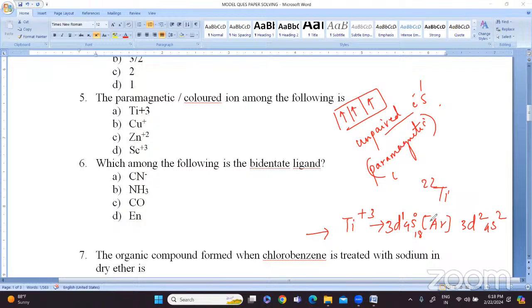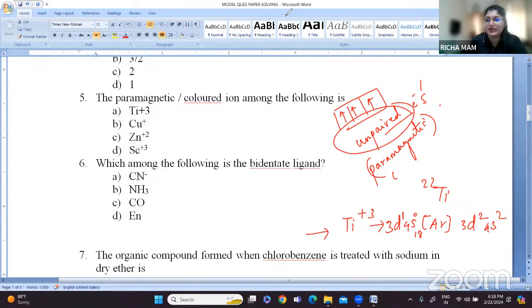So the answer is, as you know, unpaired electrons. The rest of these metal ions will have paired electrons. If you write the electronic configuration for copper +2, Zn +2, then scandium +3, here the electrons are paired. But when we look at titanium +3, you can see there is an unpaired electron. Whenever you have an unpaired electron, they show a colored complex. So option number A.